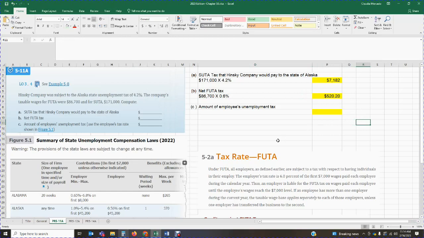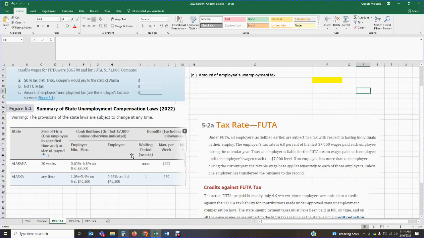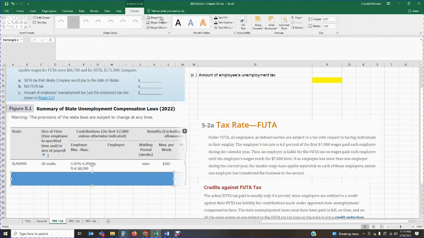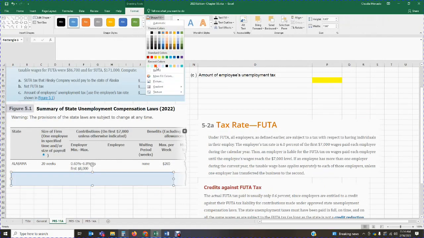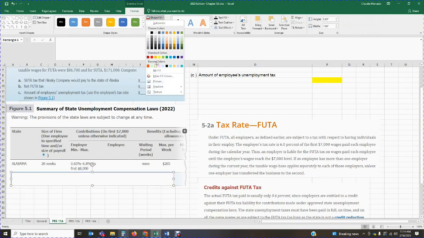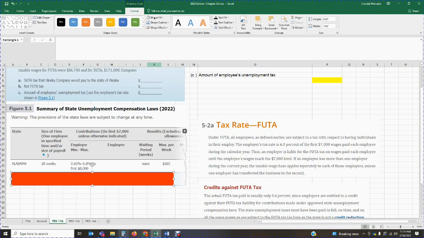Now letter C. What is the amount of the employee's unemployment tax? Use the employee's tax rate shown in figure 1. Okay, so we're looking at the state of Alaska. So let's highlight here that we are only focused on Alaska. Now, every state has different unemployment laws and regulations, so we need to make sure that depending on the state that we're in is what we follow.